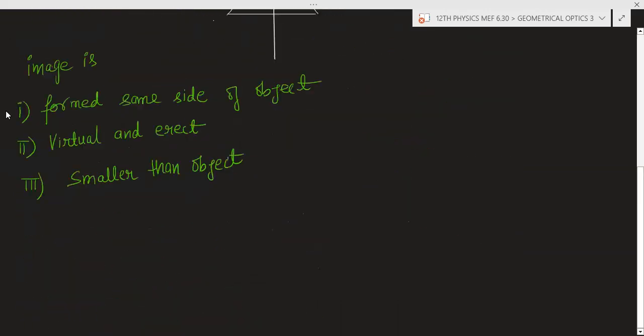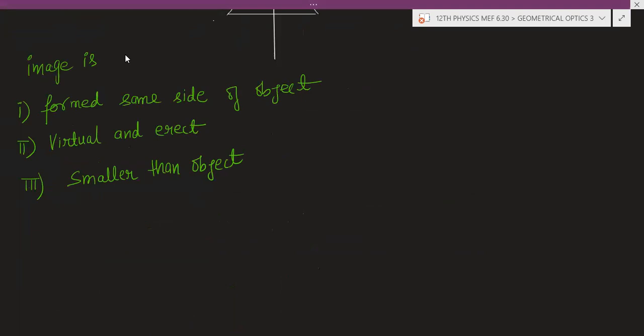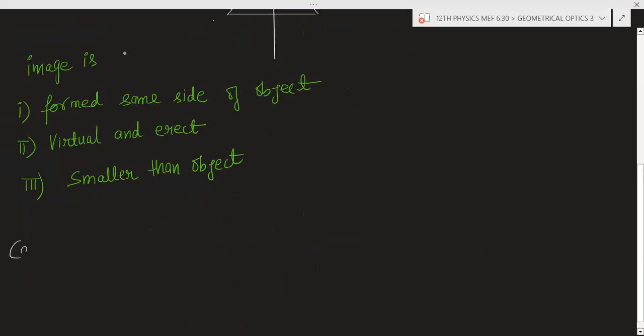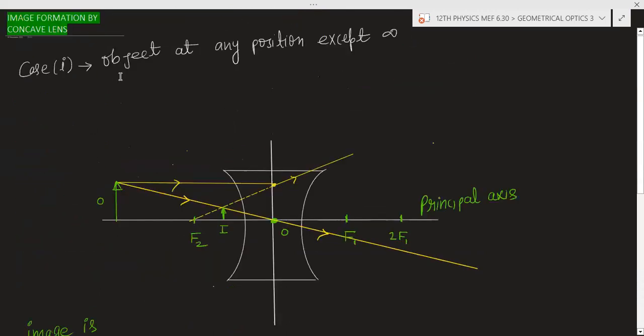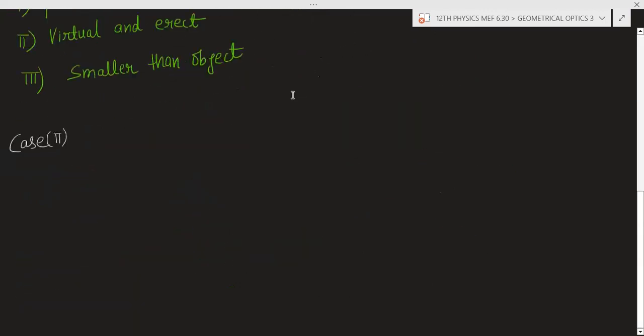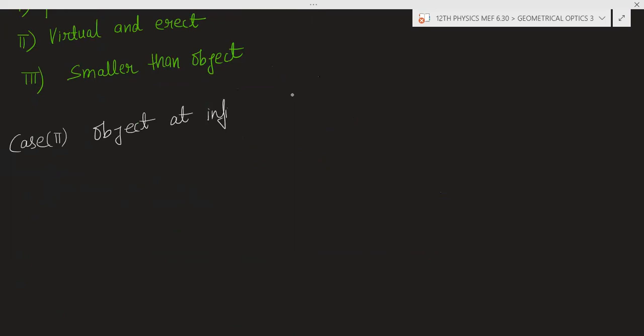This is the first case, and the second and the last case of the concave lens. Case number two. This is the case of the object at any position except infinity. Now we will discuss what will happen when the object is at infinity. Object at infinity.